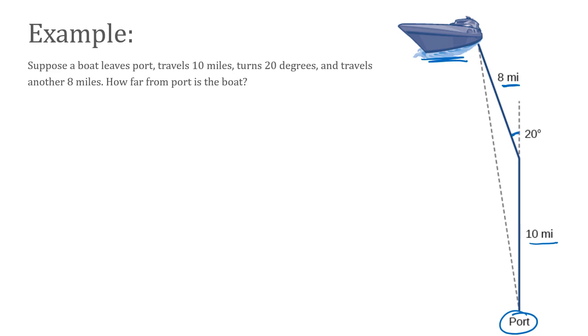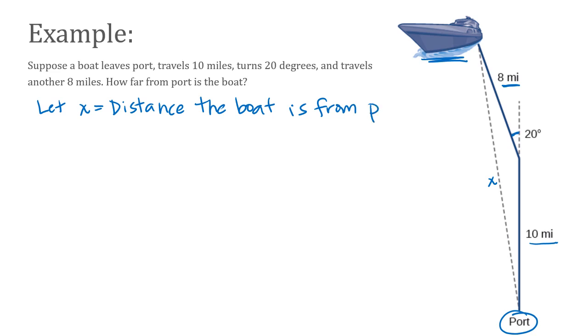So that is this diagonal that I'm going to identify as x. And I will say more formally, let's let x equal the distance that the boat is from port. And the unit on that is miles.